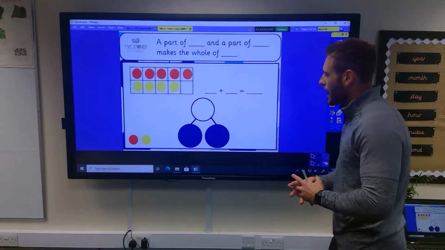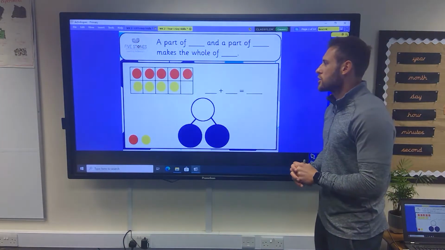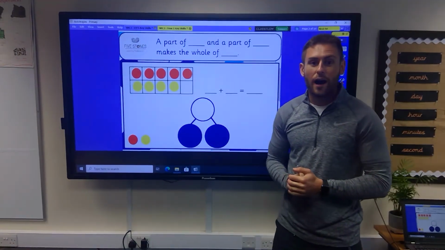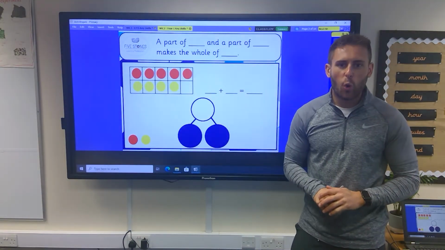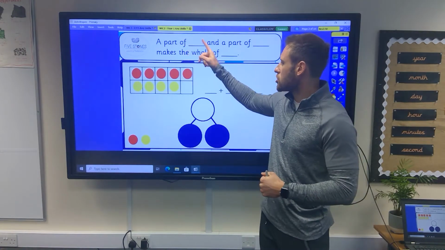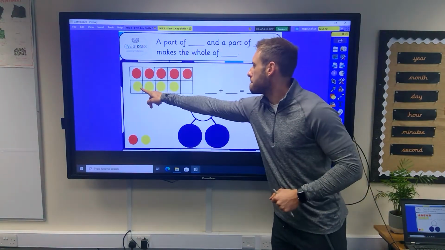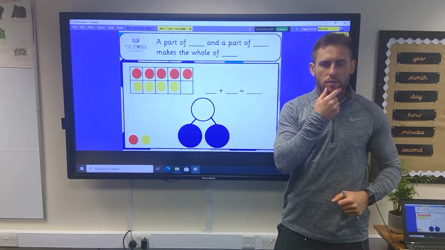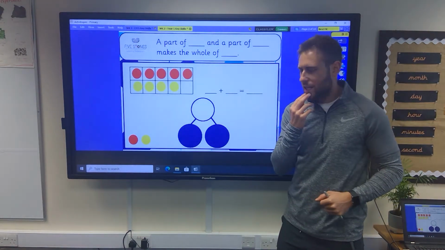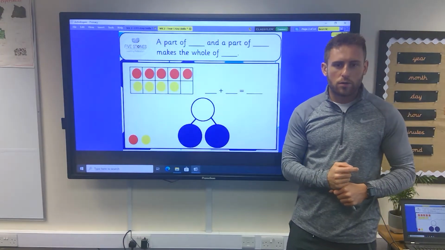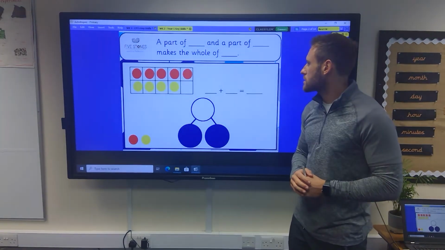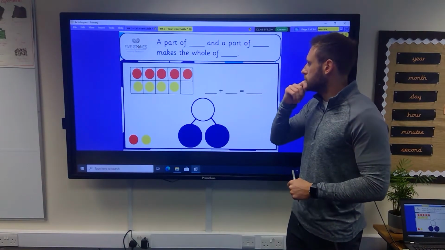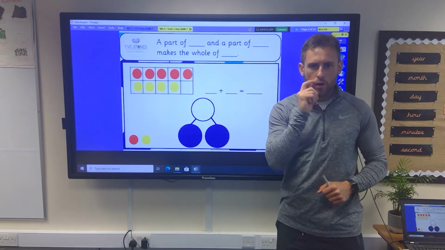Now this is an activity that we have done before if you have joined in some of these lessons, so you should be familiar with this. I want you to look at our tens frame to see if you can spot each part to ultimately try and find the whole. Because our sentence reads, a part of blank and a part of blank makes the whole of blank. Do you think you could finish my sentence off for me? Complete a part whole model to help me find the solution to this problem. Off you go.